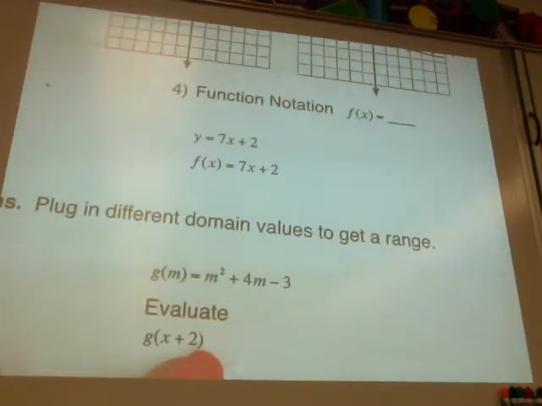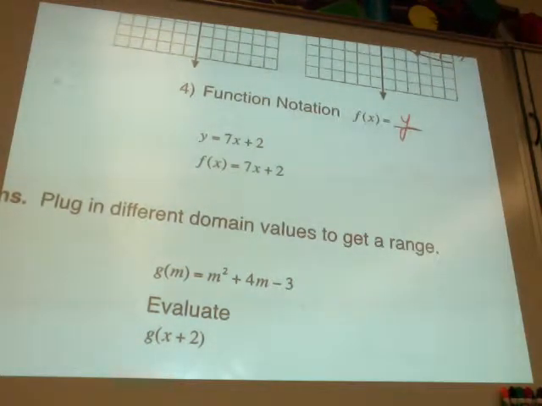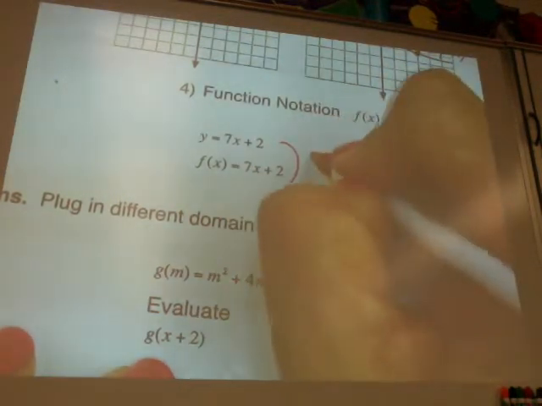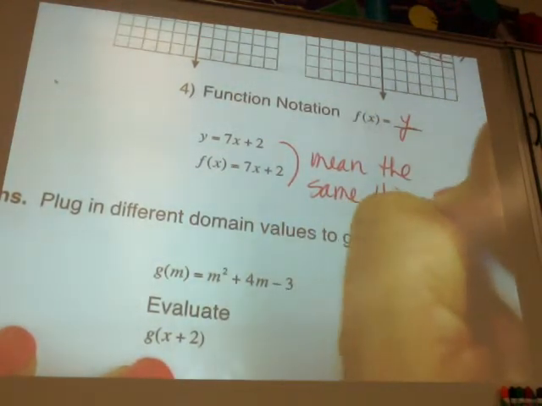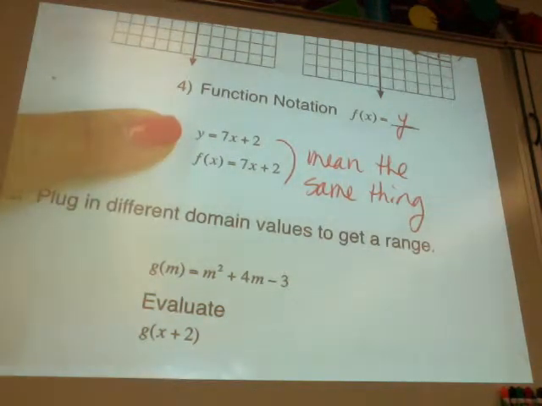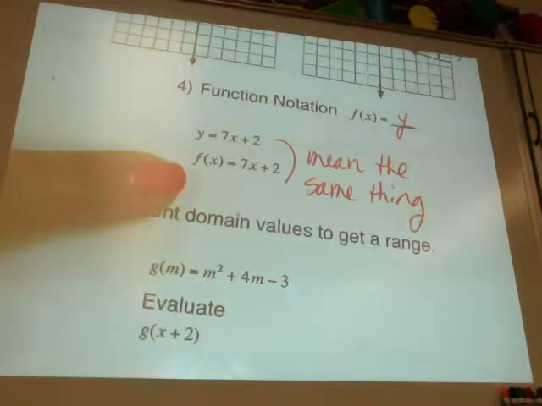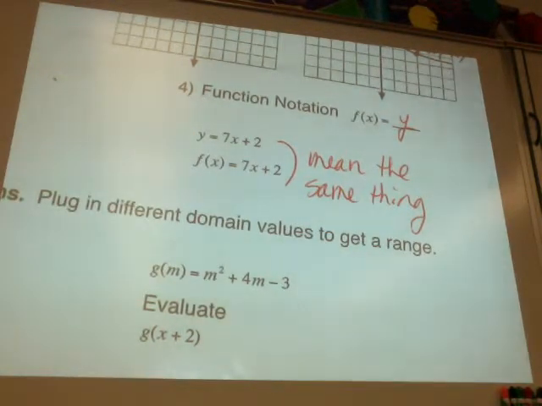And then 4, function notation. f of x is exactly the same as y. f of x is a replacement for y, your range. f of x represents your range. And for these right here, they mean the same thing. The second one is in function notation. The first one is not. It's in slope-intercept form. This is still slope-intercept form, but it's just in function notation because instead of y, we have f of x. Any questions on that?